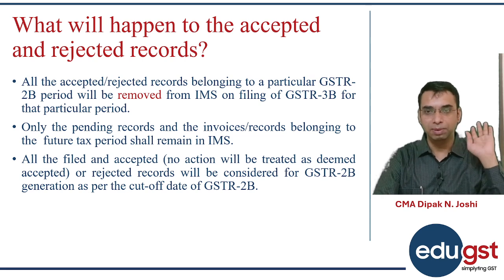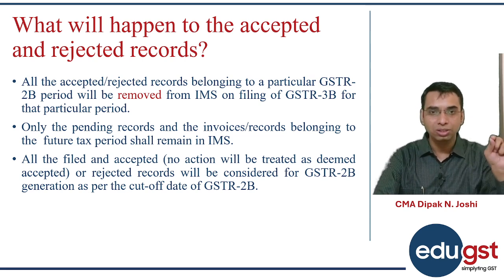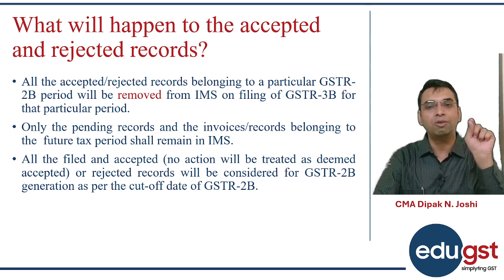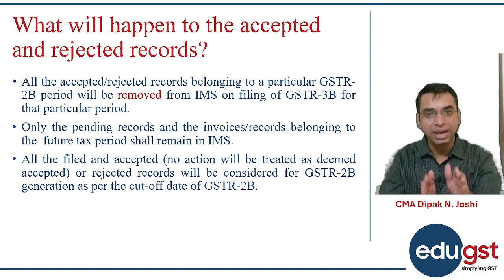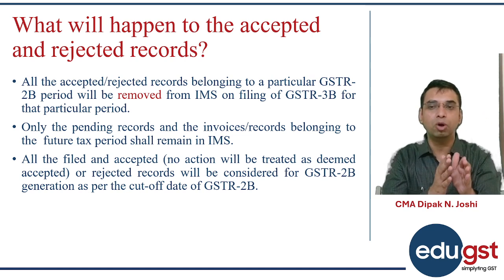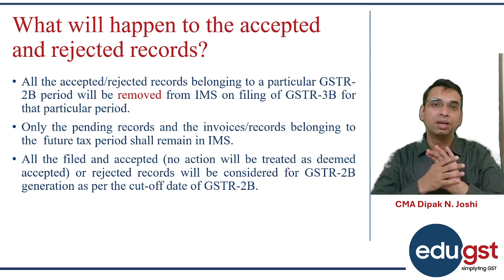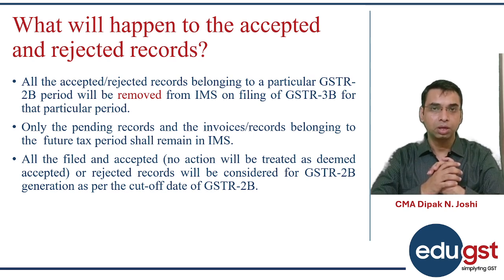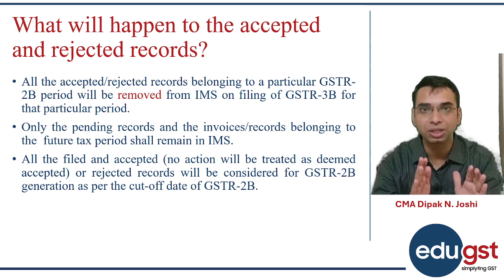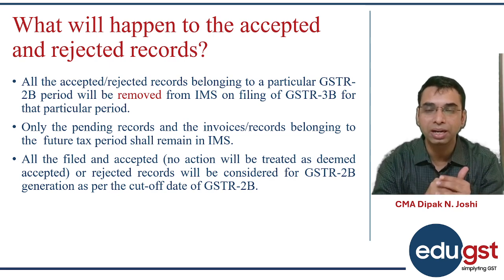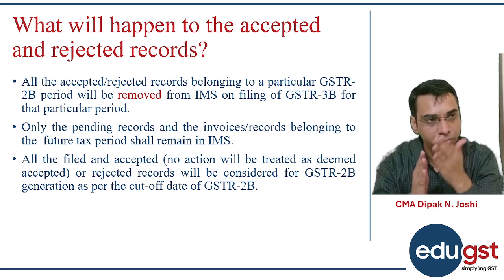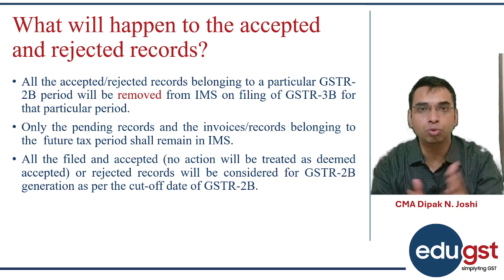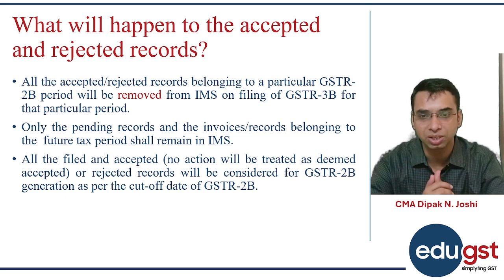and subsequently in GSTR 3B. So all the accepted or rejected records belonging to the particular GSTR 2B period will be removed from the IMS on filing GSTR 3B for that period. Only pending records and invoice records belonging to the future tax period will remain in the IMS portal. Now if you are not taking any action, the portal will assume that you are accepting the record, and accordingly those records will be auto populated in your GSTR 2B and subsequently in GSTR 3B.